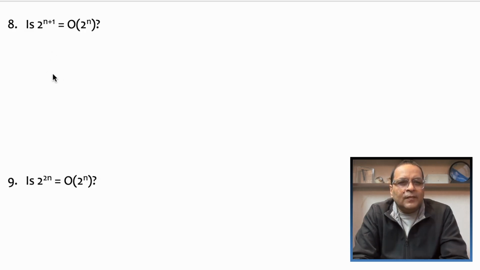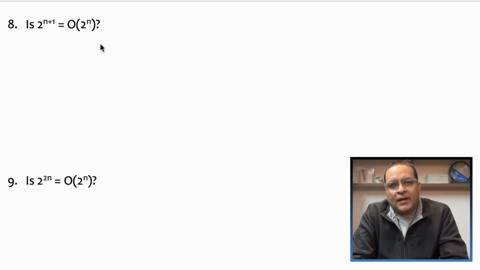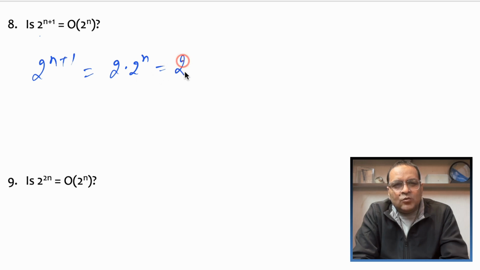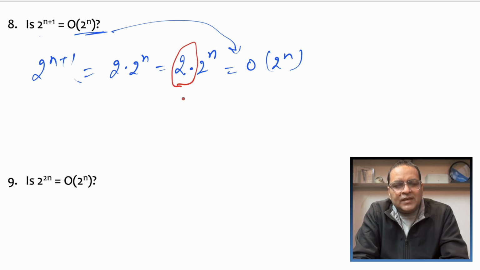Next question. Is 2 raised to the power n plus 1 big O of 2 raised to the power n? So in this case also the answer is correct, because 2 raised to the power n plus 1 is nothing but 2 into 2 raised to the power n. So which is 2 times 2 raised to the power n, and this is big O of 2 raised to the power n, because 2 is just a constant which can be ignored. Therefore this equation is correct.